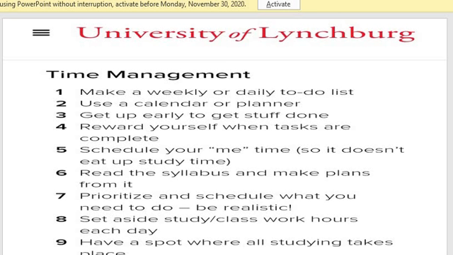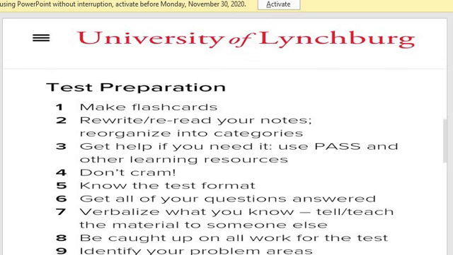Okay, next is, let's move on to the next slide. Let's see how it brings us.